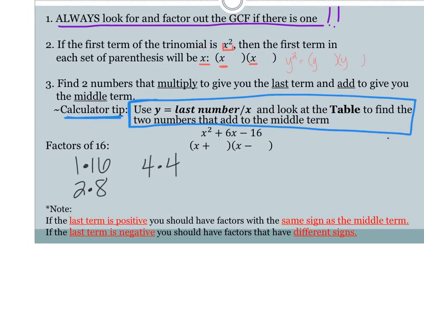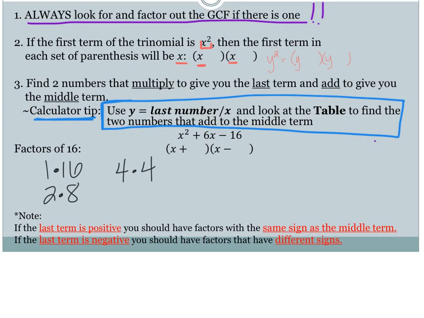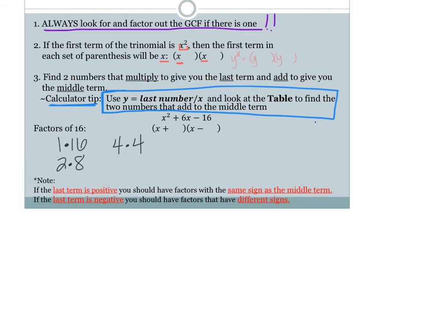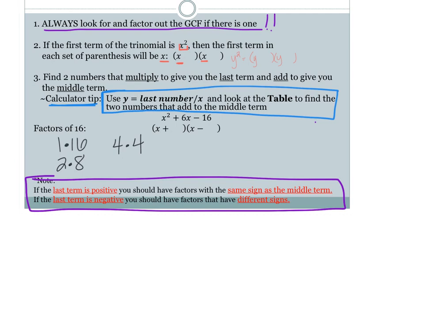Okay, so I need 2 of these that add together to equal 6, but multiply to equal negative 16. That's the key. And down here I made a note of it that I highly recommend you copy down into your notes, highlight, bold, do whatever it is you need to do. If the last term is positive, you should have factors with the same sign as the middle term. So if I had a positive 16, then both of my factors would be positive. But if my last term is negative, then my factors are going to have different signs. So one is going to be positive and one is going to be negative.